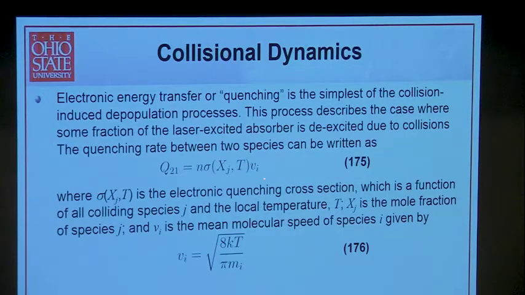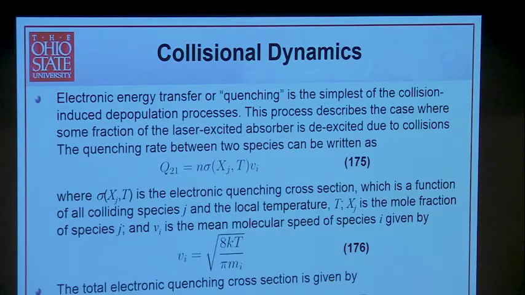Then the collision rate is also multiplied by the mean molecular speed of whatever species you're actually looking at, not the collision partners, but v_i. So again, if you're doing a measurement of NO, this is the mean molecular speed of NO, the square root of 8kT over pi m_i. But we can already see that we have a temperature dependence in the cross-section, and we have a temperature dependence in the mean molecular speed. So the quenching rate is quite temperature dependent, or can be quite temperature dependent.